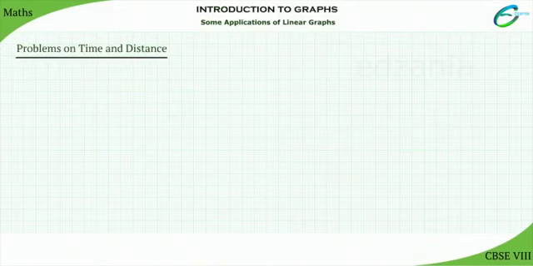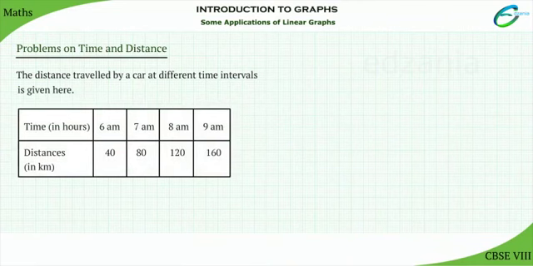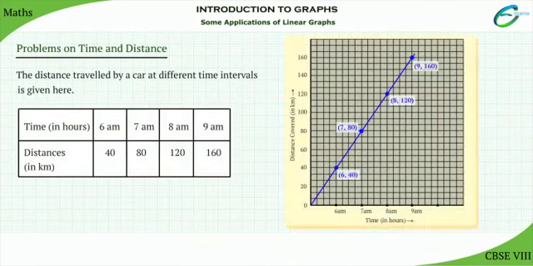Problems on time and distance. Let us now solve the problems on time and distance. The distance traveled by a car at different time intervals is given here. The graph of this data is shown here. From the graph, let us answer the following question.